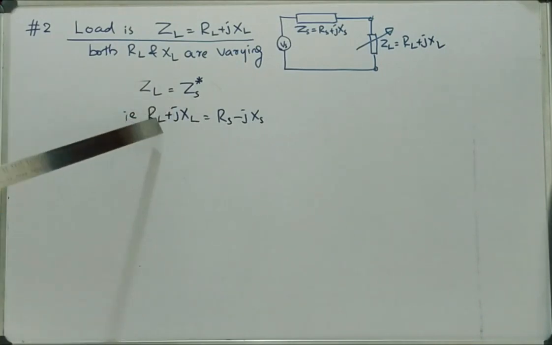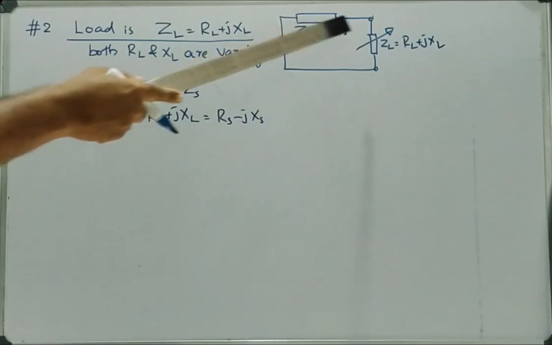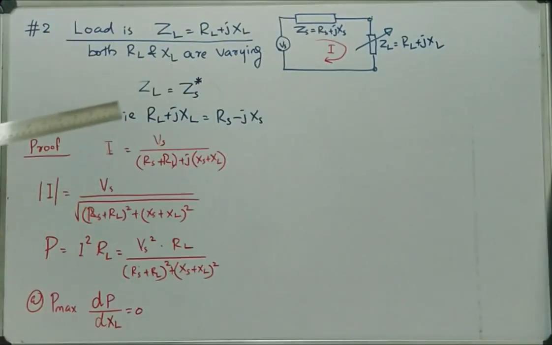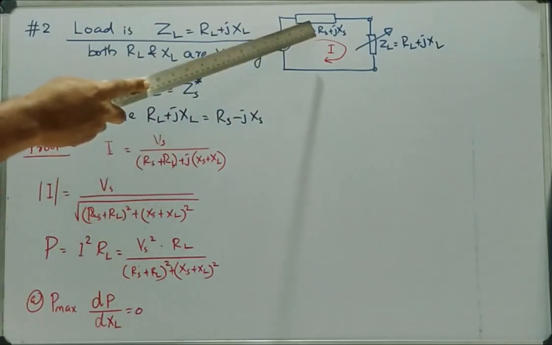During this condition, maximum power is transferred from source to load. So in order to prove this condition, let's consider this circuit. Here I is equal to Vs divided by total impedance, that is Vs divided by Rs plus RL plus j into XL plus XS.